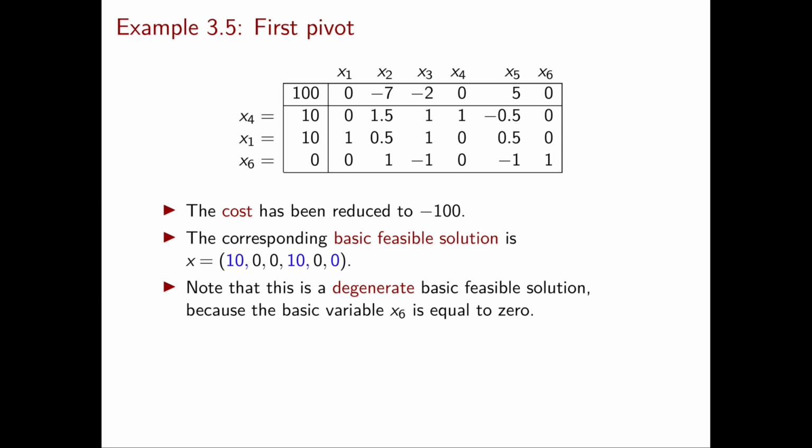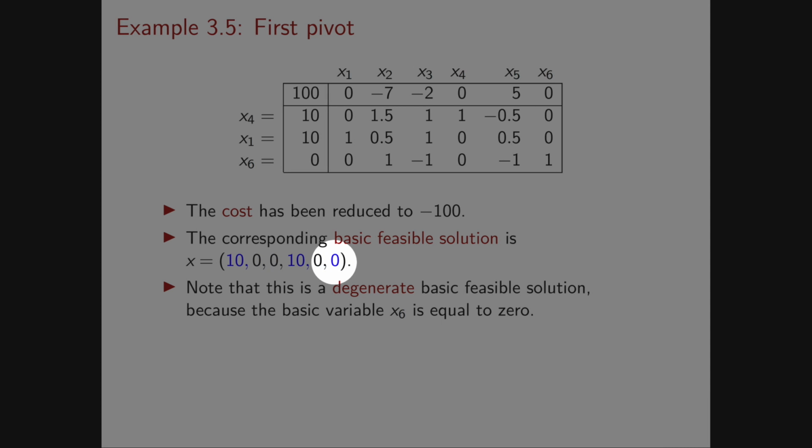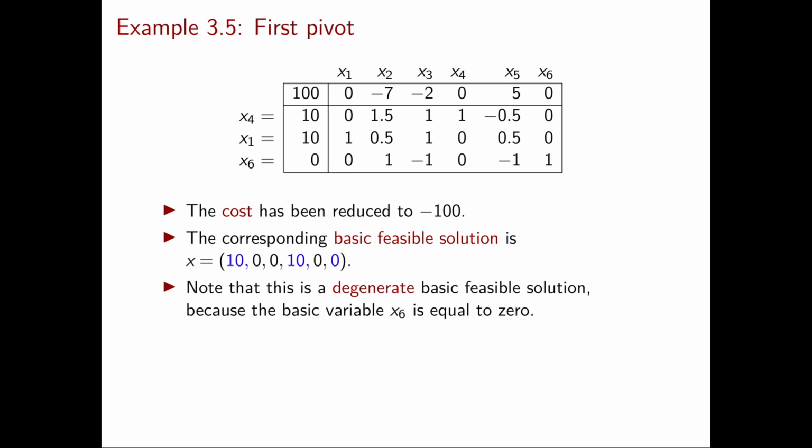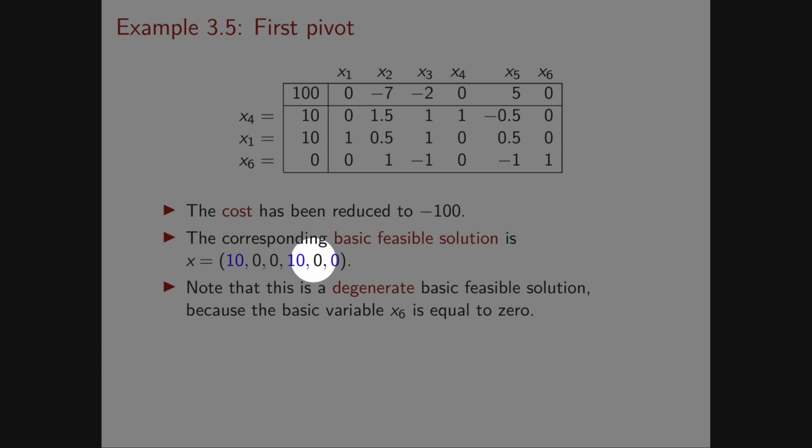Now we can also visualize our new basic feasible solution in the original three-dimensional problem. Everything we need to do is to throw away the slack variables, and so we're left with the vector 10, 0, 0.